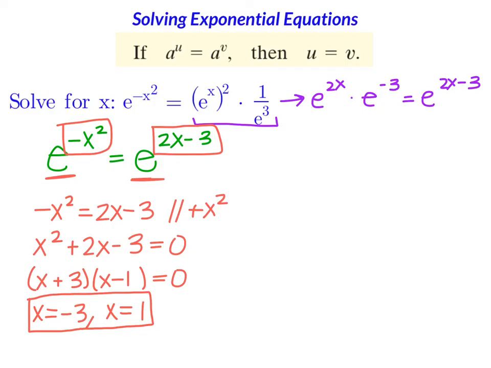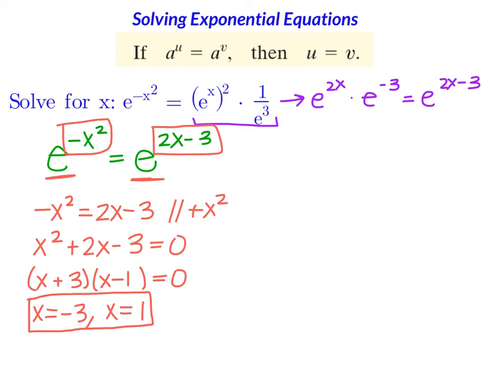So the left side of the equation is fine. It's e to the negative x squared. So this ends up being x times 2, so that's e to the 2x, and 1 over e to the third is saying e to the negative 3. So I have the same base. When I multiply, I add the exponents together, so that's e to the 2x minus 3.